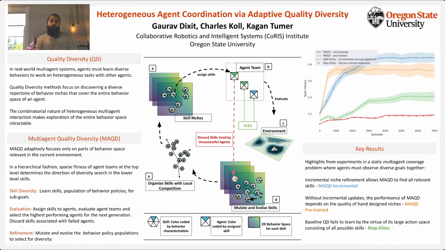So the final takeaway is that a hierarchical combination of optimality search and diversity search allows us to guide the quality diversity methods to only find diversity in relevant parts of the behavior space.